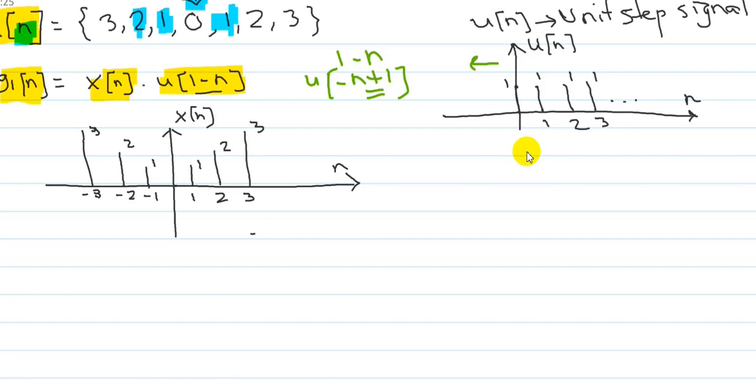So if I move this one to the left, the sample at 0 will move to minus 1, the sample at 1 will move to 0, the sample at 2 will move to 1, the sample at 3 will move to 2, and so on. So basically, when I shifted to the left, the samples were shifted to the left by 1. So I got u of n plus 1 here.